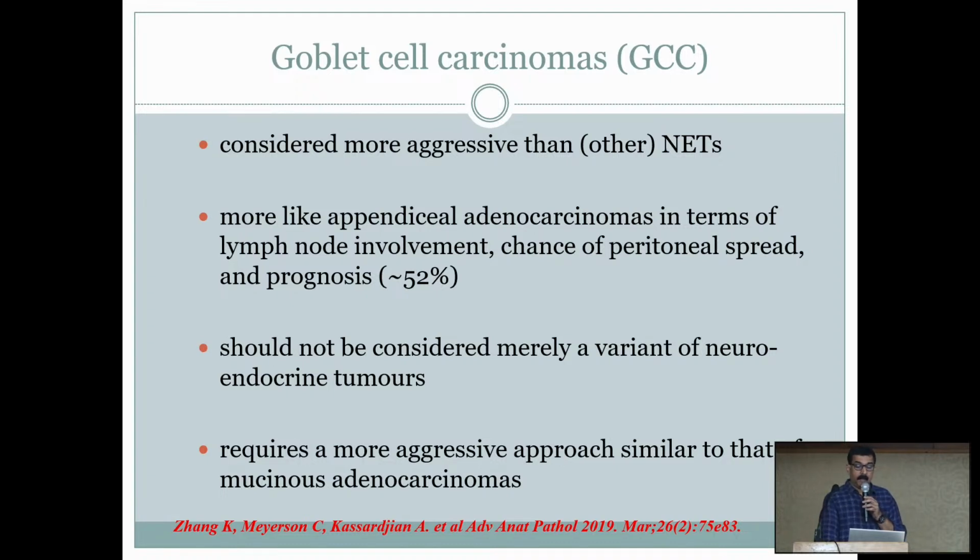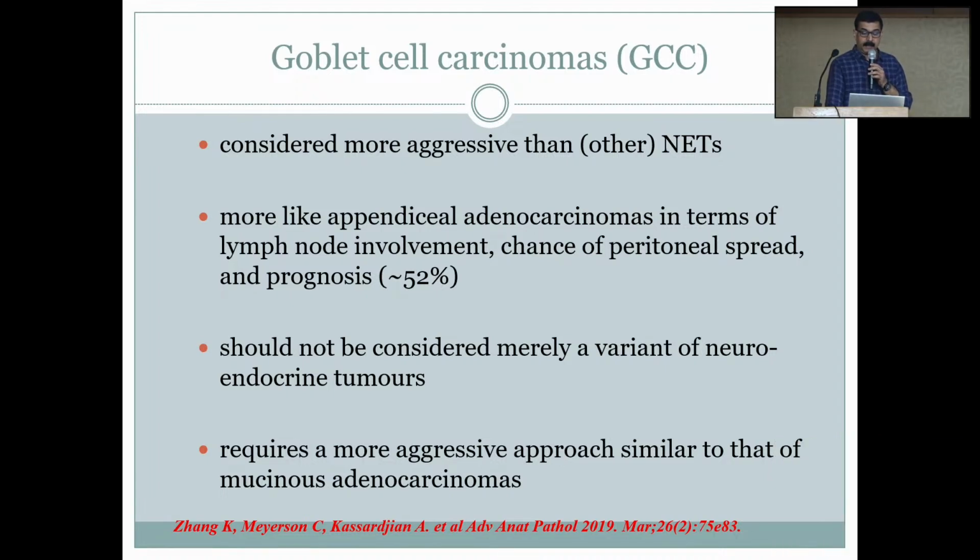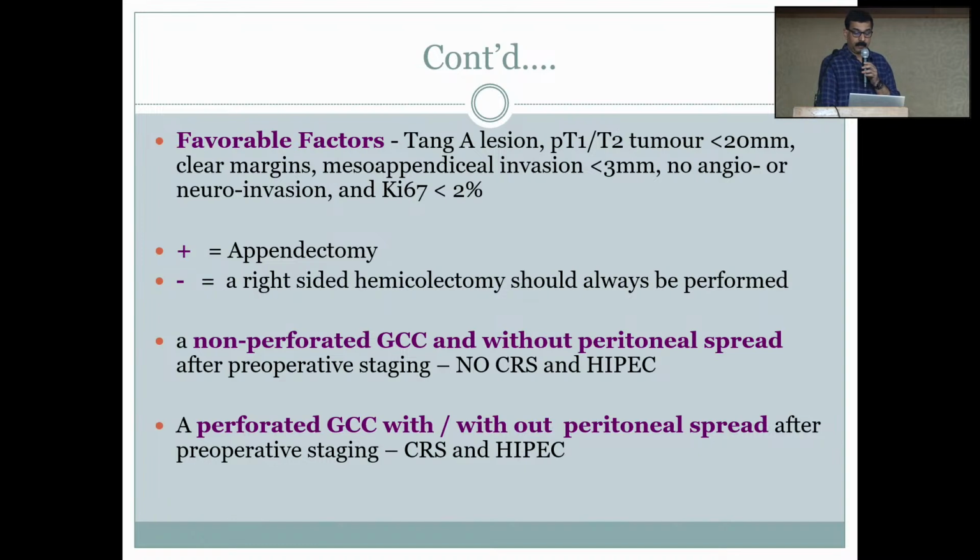Coming to the goblet cell tumor, as I said, it is a more aggressive tumor when compared to the normal NETs. It is more aggressive than NETs, with more predilection for peritoneal spread and lymph nodal metastasis. So in such tumors, more aggressive radical surgery is indicated. And again, for goblet cell tumors also, we have some features by which we categorize the tumor. This is the Tang classification: Tang A, B, and C.